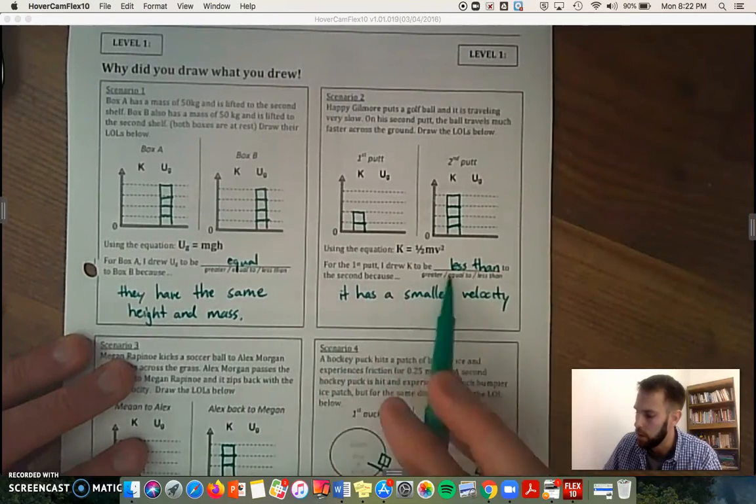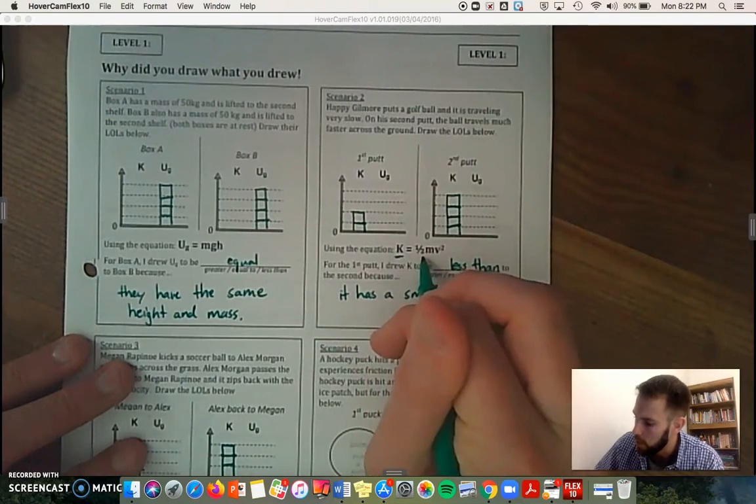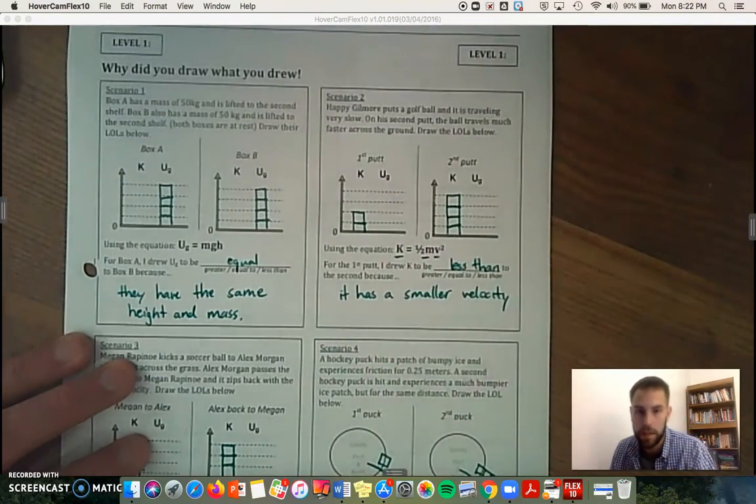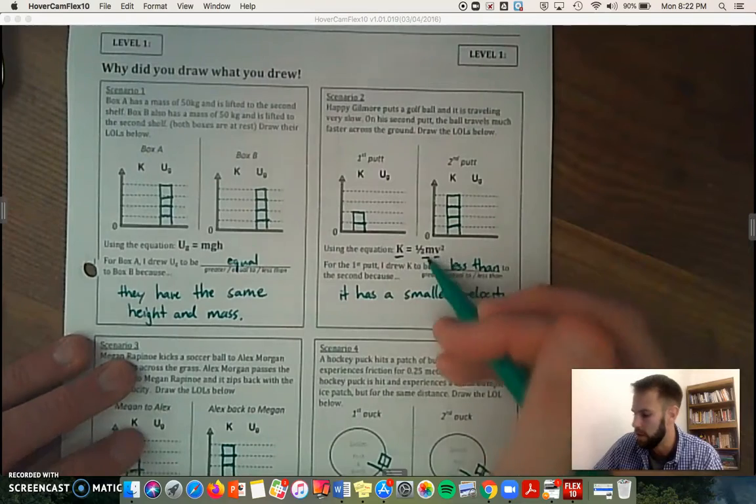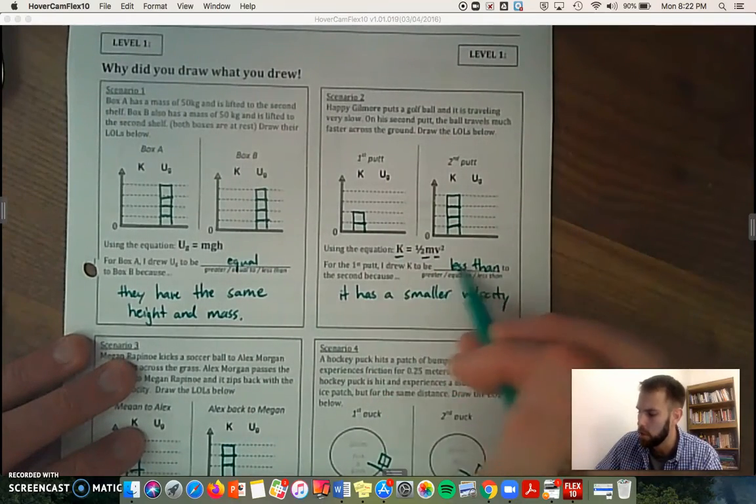So for the first putt, I drew less K because I'm going to use this equation. What variables contribute to kinetic energy? It's mass and velocity. In this case, it's a golf ball, so same mass, but it has a smaller velocity in the first putt, so I drew less K.